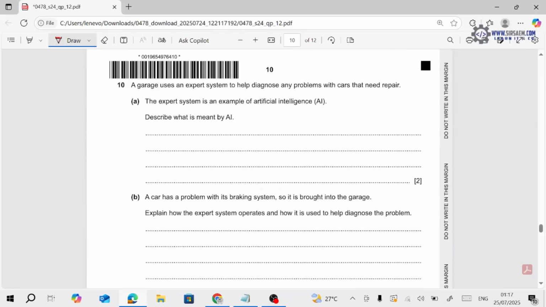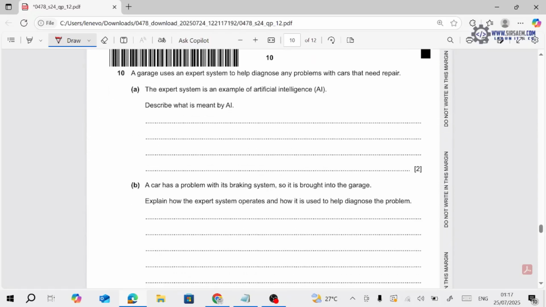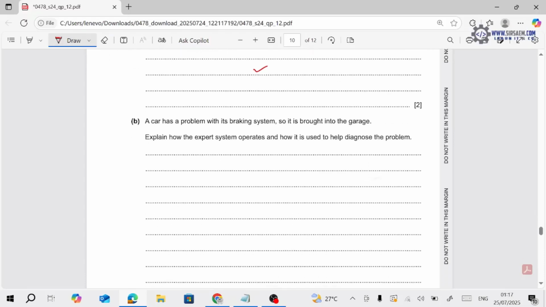Okay, a guide using an expert system to help diagnose any problems with cars that are repaired. The expert system is an example of AI. What is meant by AI? So AI mimics humans, creating a real life like situation. A car expert system has a lot of detail. You have to make sure that you make your notes relate to this. Expert systems can go beyond the scope of the book, the syllabus, so make sure you know how to implement an expert system in any particular field.